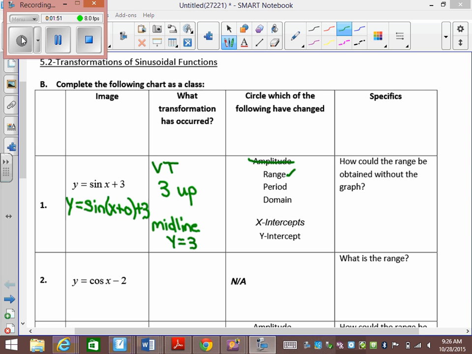Now, how do I get the range? What did I tell you last day? If you take your median line, which we now know is our D value, and I add to it my amplitude, I'll get my maximum, right? If I take my D line or my median value and I subtract from it, I get my minimum. So range is actually quite easy to find. It's going to be D plus the absolute value of A, D minus the absolute value of A.